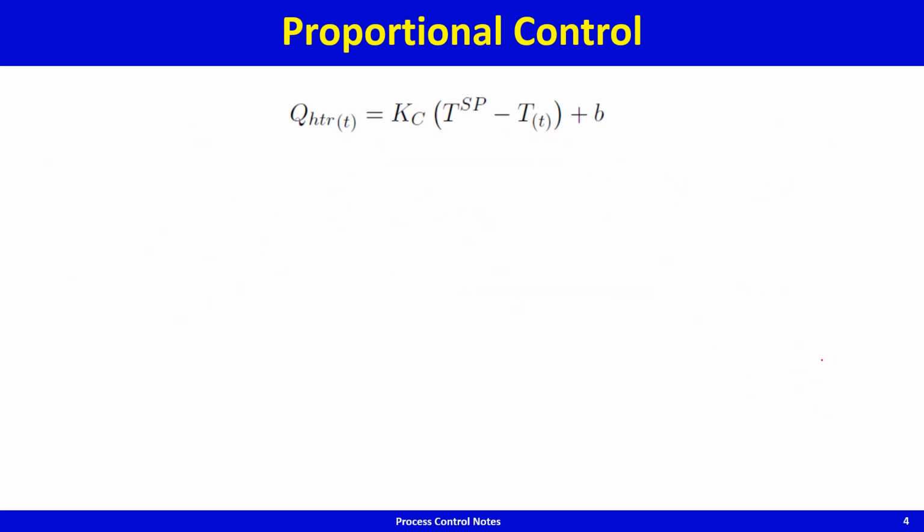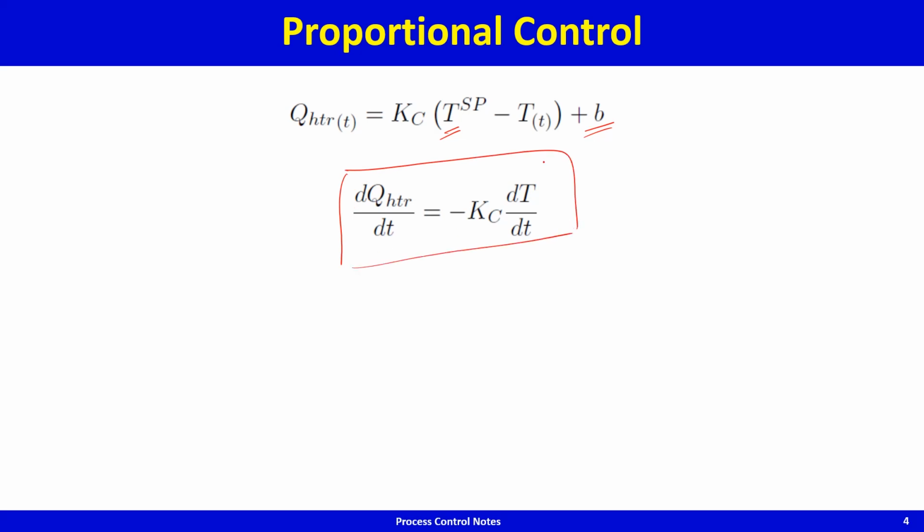Anyway, we'll stick to our room heating problem. Now let us see the behavior of this control algorithm, and in order to see that behavior, what I'll do is I'll differentiate both sides. If I differentiate both sides, T set point is a constant, this is an initialization constant, so therefore what you get is dQ by dt is equal to minus Kc times dT by dt.